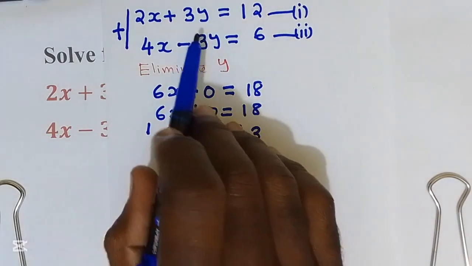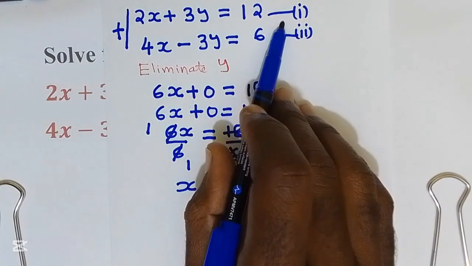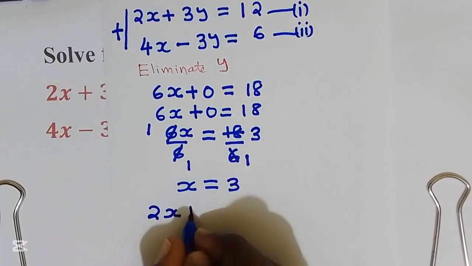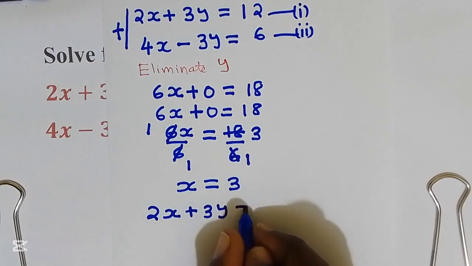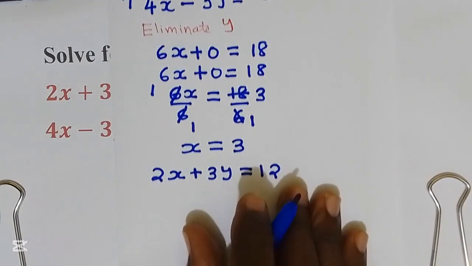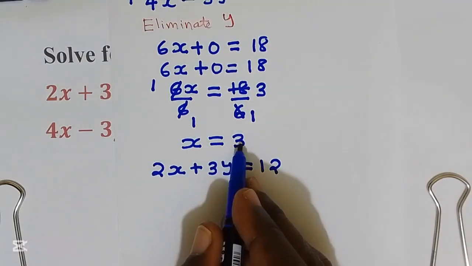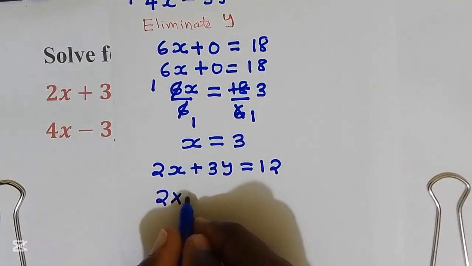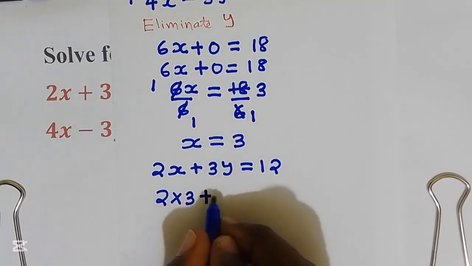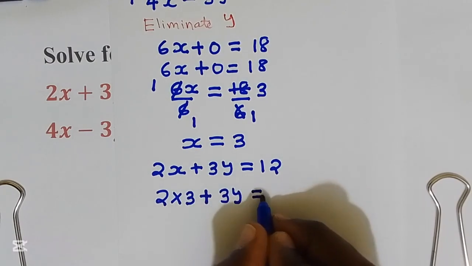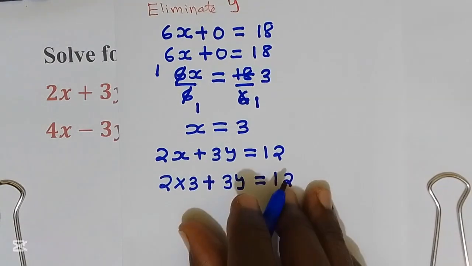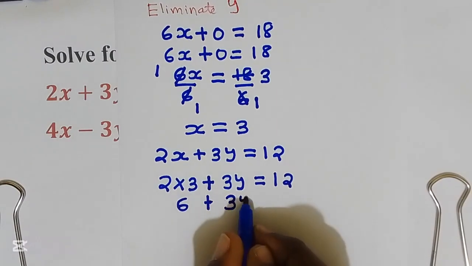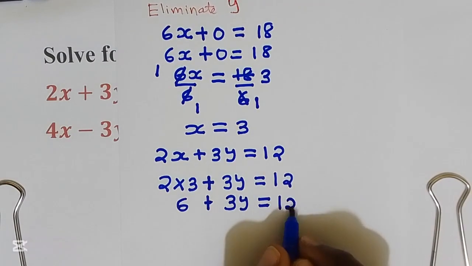I'm going to use equation number 1 to get the value of y. Equation number 1 says 2x plus 3y is equal to 12. Substitute x equal to 3 into equation number 1. That is going to be 2 multiplied by 3 plus 3y is equal to 12. That is 6 plus 3y is equal to 12.